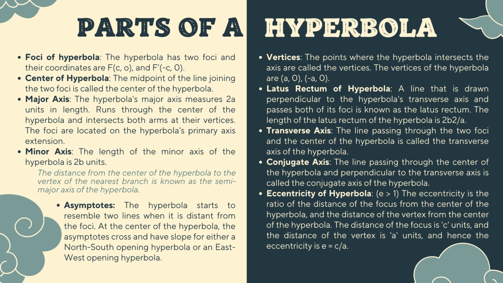A line drawn through the foci and prolonged beyond is the transverse axis of the hyperbola. Perpendicular to that axis and intersecting it at the geometric center of the hyperbola, a point midway between the two foci, lies the conjugate axis. The hyperbola is symmetrical with respect to both axes.